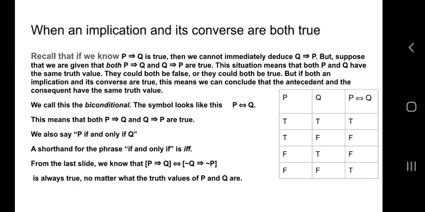For this situation, the symbol that we're going to need is a double arrow. It's an arrow but with a little pointy thing on the left side as well. The symbol is called the biconditional, and it looks just like that. That's how we say P biconditional Q. Now, P biconditional Q is equivalent to P implies Q and Q implies P.